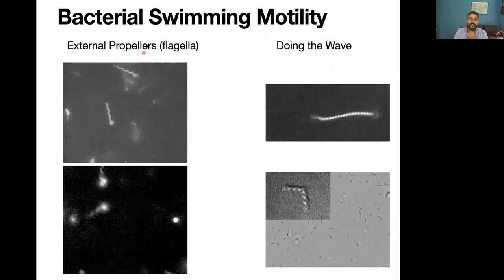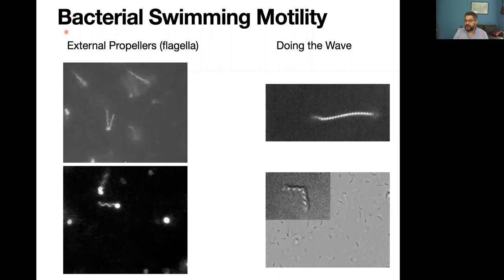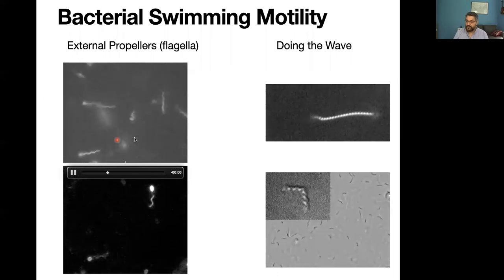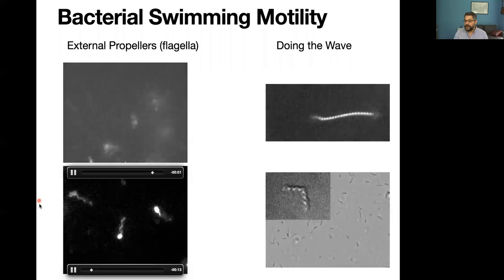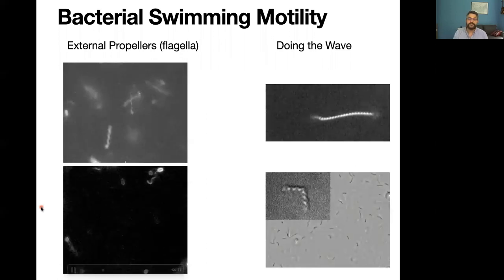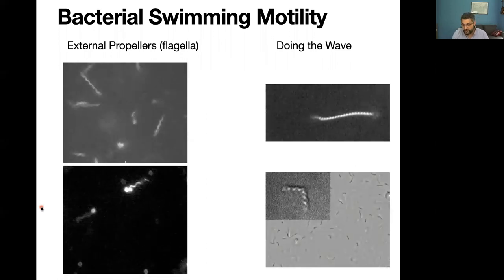Okay, so there are different kinds of bacterial motility. There is flagellar motility. This is the kind of thing that Purcell was talking about. Here on the top, you can see E. coli. They have multiple external helical propellers called flagella on the back. They turn them, that produces a non-reciprocal repeated motion that propels them forwards. On the bottom, you have a bacterium called Rhodospirillum that has only a singular flagellum, but this of course works too.